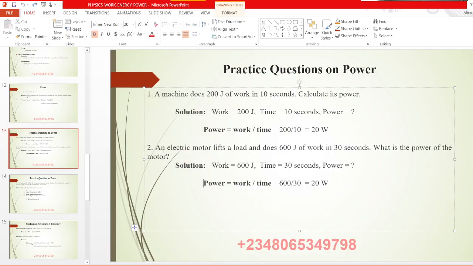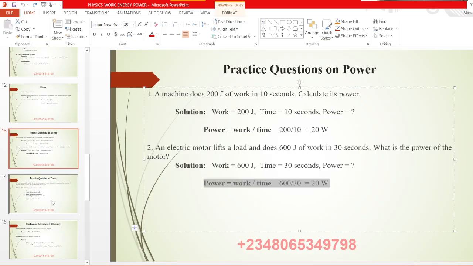Another question. An electric motor lifts a load and does 600 joules of work in 30 seconds. What is the power of the motor? If you don't see the work but you see a certain amount of force, distance and time, calculate the work and put it into the formula for power, which is work divided by time. But in this case, it is direct. Work is 600 joules, time is 30 seconds. That means the power for this electric motor is 20 watts.